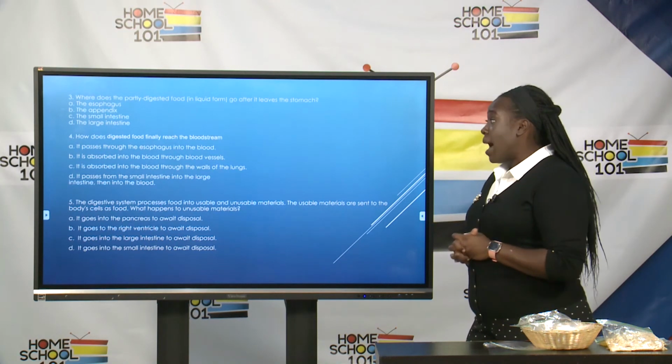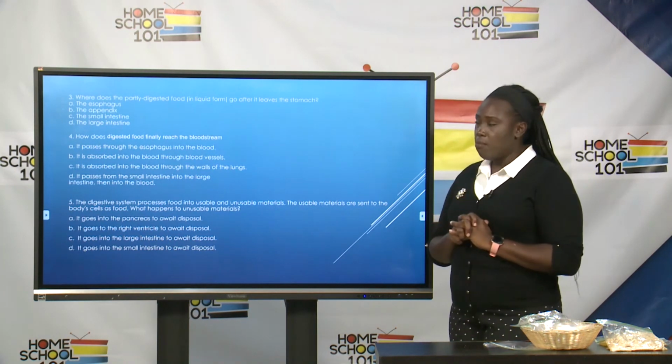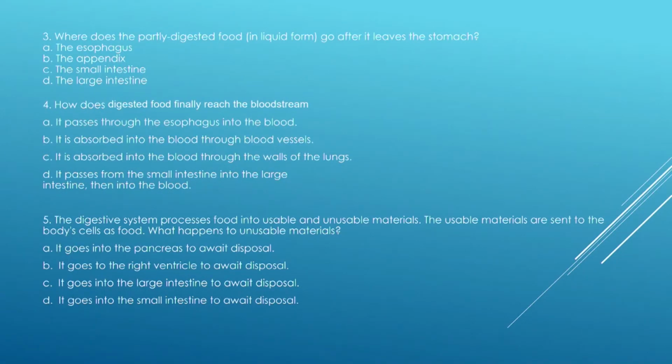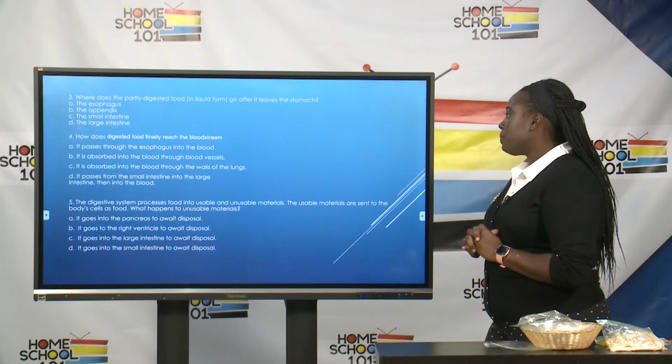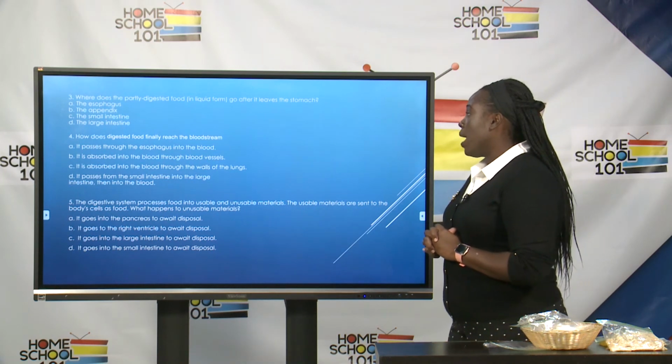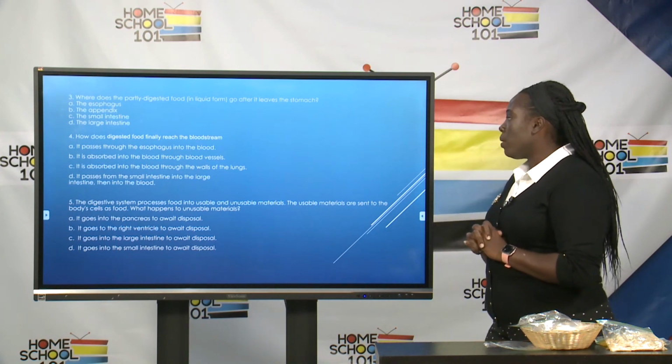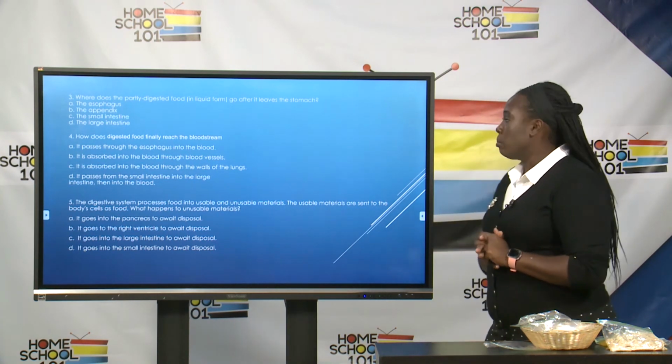Number 4, how does digested food finally reach the bloodstream? A, it passes through the esophagus into the blood. B, it is absorbed into the blood through blood vessels. C, it is absorbed into the blood through the walls of the lungs. D, it passes from the small intestine into the large intestine, then into the blood. And the answer is B. It is absorbed into the blood through blood vessels.